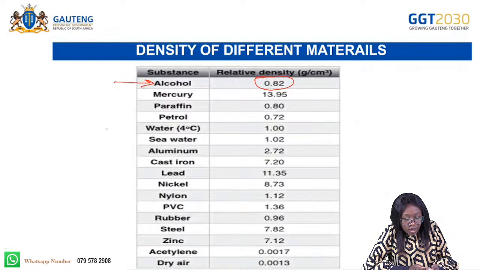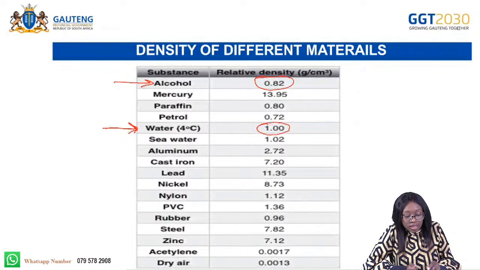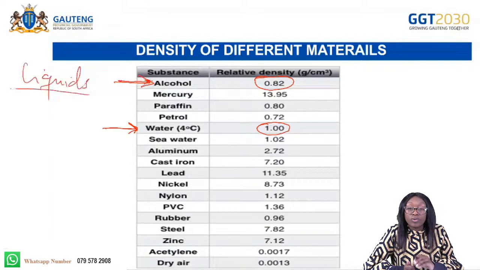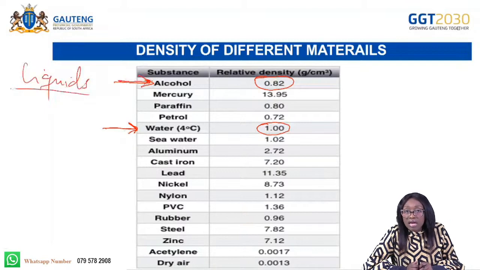If we compare it with water, water at 4 degrees Celsius will have a density of 1 gram per cubic centimeter. These two, if you look at them, are both liquids. They both exist in the same state, the alcohol and the water, but they have different densities. This is because of the size of the particles, the type of the particles, and the spaces that exist between the particles.